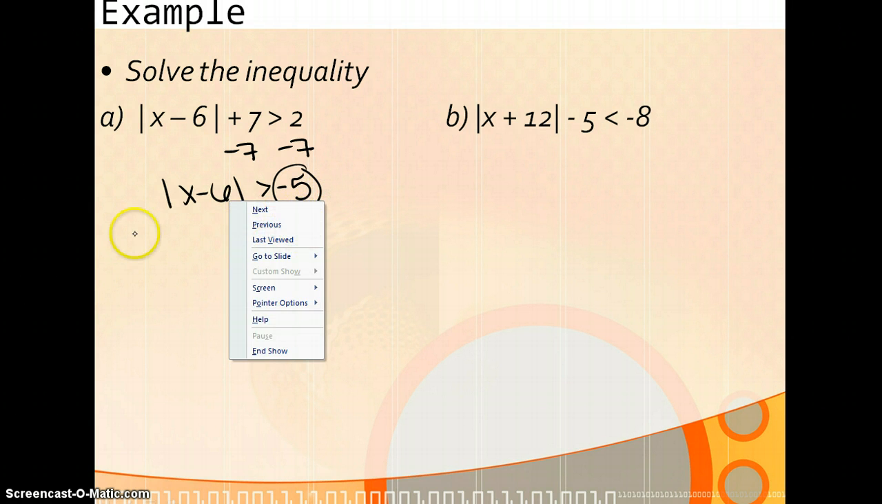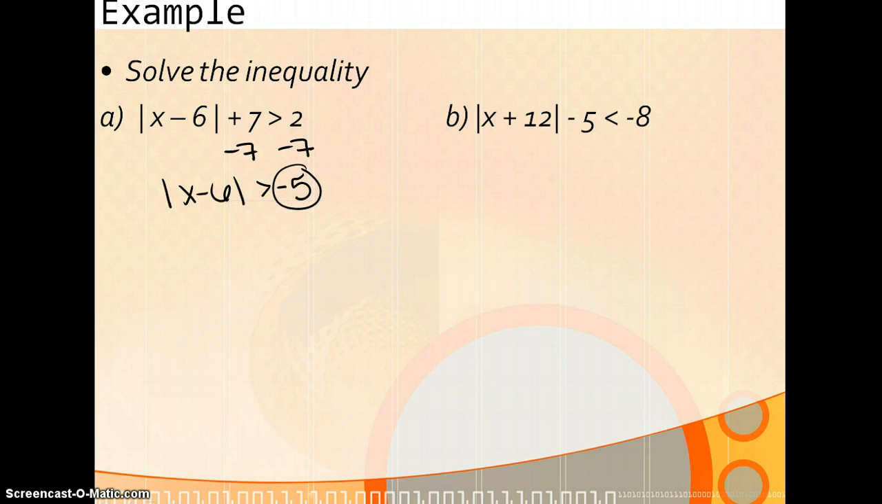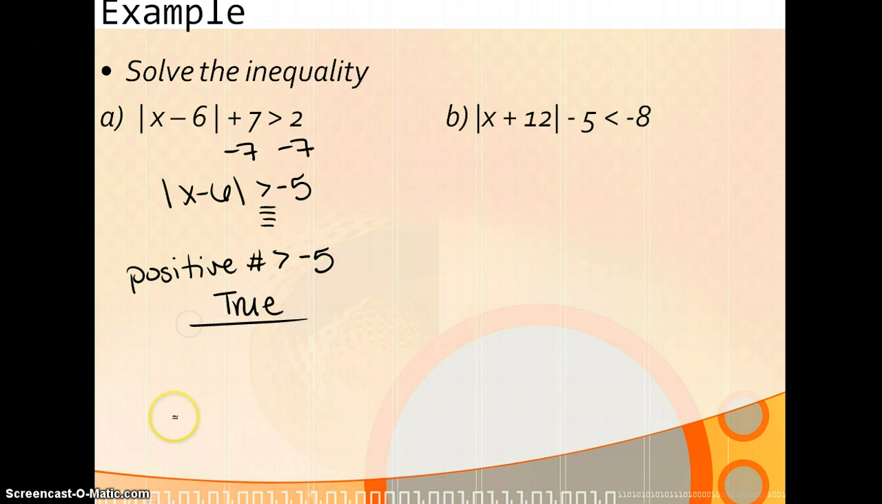So, in this case, we have greater than a negative 5. Well, our positive number is greater than negative 5. So, positive numbers greater than negative 5. And the answer to that statement is true. It is definitely true. You can pick a ton of numbers that are going to be larger than negative 5 and positive. Because of this information, this one would be infinite solutions.